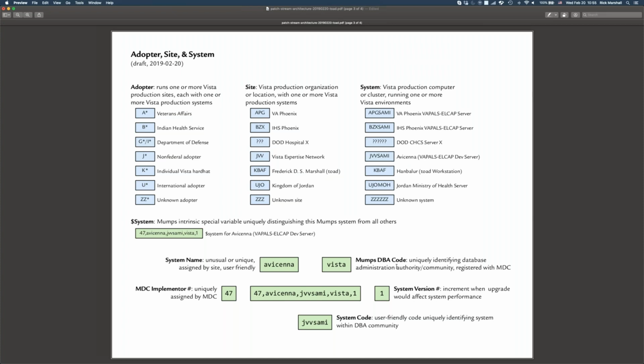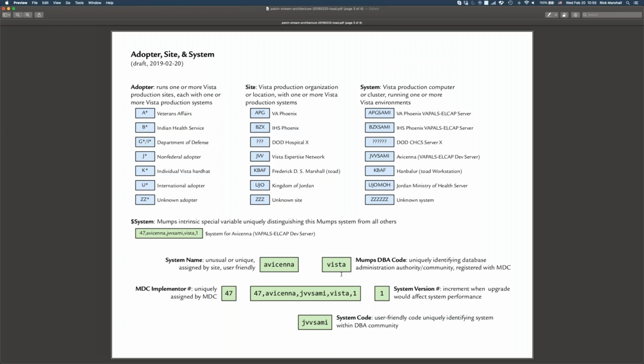So we have a Mumps DBA code, a database authority code, a database administration authority code. And effectively, it defines one group that is responsible for allocating all the alphabet of names within their community. And it also identifies a community intrinsically. It's the community that follows that database administration authority. So for example, IHS plus VA plus World Vista plus Jordan plus OSEHRA plus all of the Vista community together, whatever we call ourselves, we use the same database administration committee and we're following the same schema of names. But Epic's not. So Epic would have to be their own community with their own code and their own database authority and so forth.